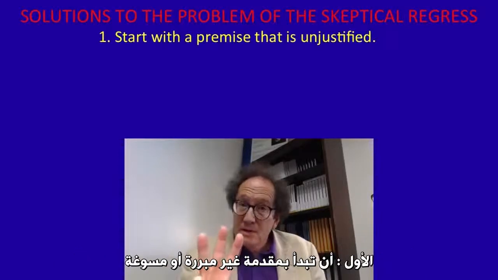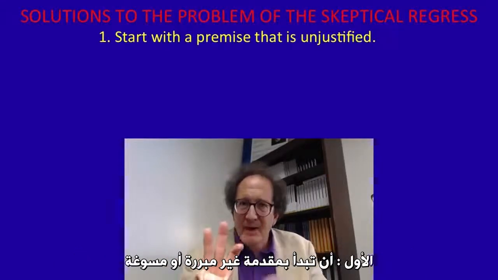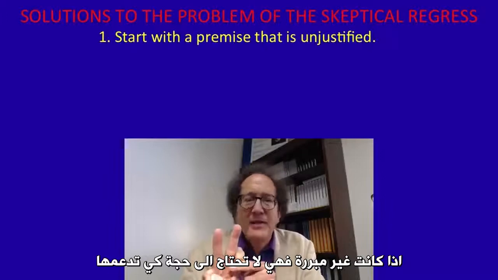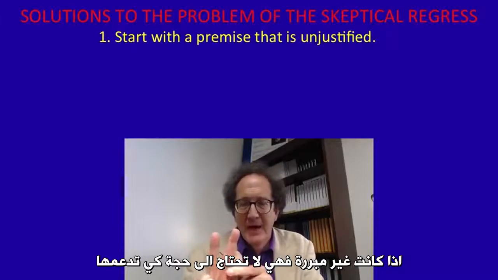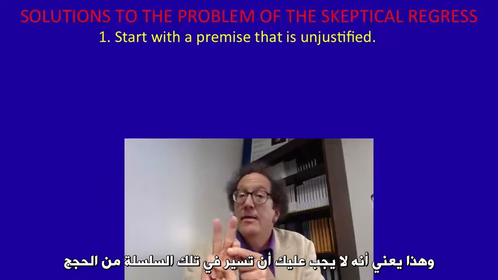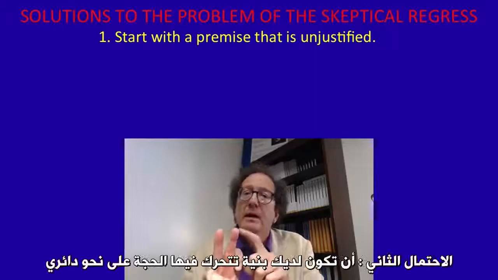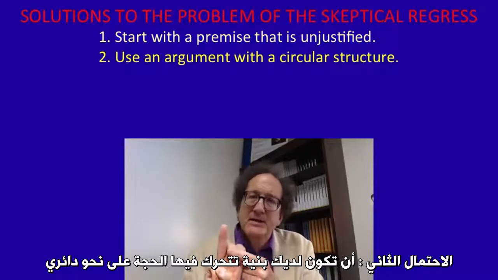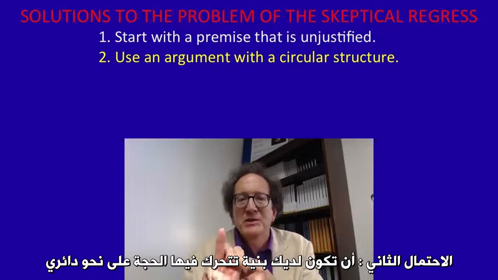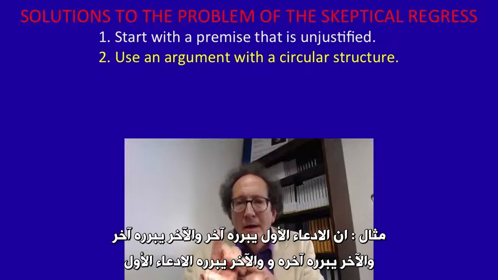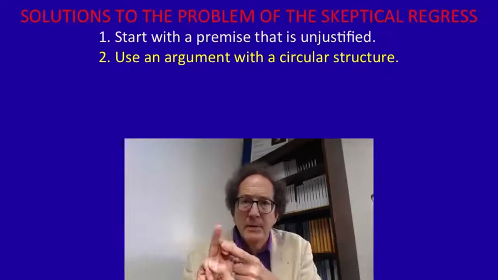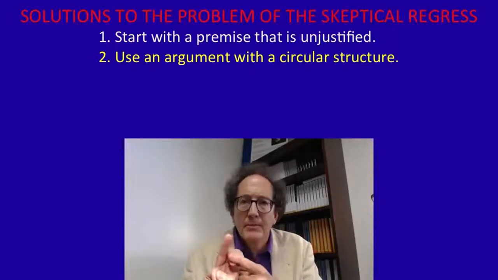The first is to start with a premise that's unjustified. If it's unjustified, then it doesn't need an argument to back it up. And that means that you're not going to have this chain of arguments going back and back and back. The second possibility is to have a structure where the arguments move in a circle. One claim is justified by another, which is justified by another, which is justified by the first claim. And they just move in a circle.